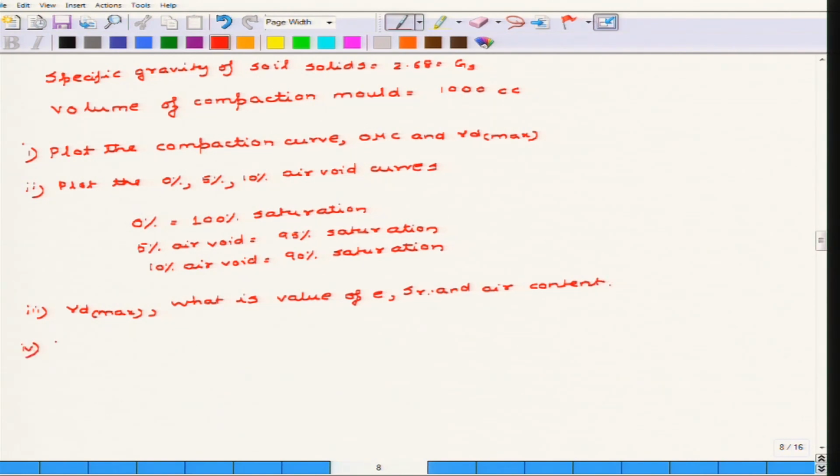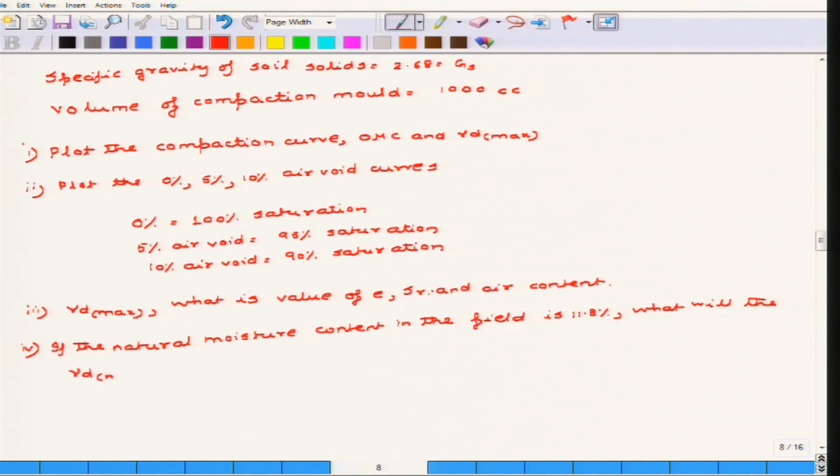In the fourth part it is asked that if the natural moisture content in the field is 11.8%, then what will be the gamma D max if the soil is compacted with the natural moisture content, that means with 11.8%.